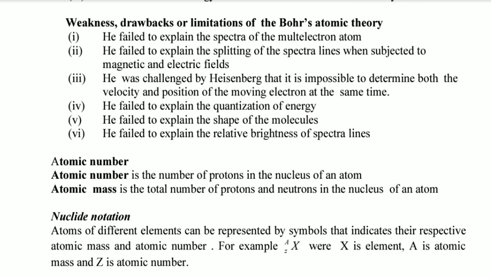Weaknesses or drawbacks: he failed to explain the spectrum of multi-electron atoms, and failed to explain the splitting of spectral lines when subjected to a magnetic or electric field. He was challenged by Heisenberg, that it is impossible to determine both the velocity and the position of a moving electron at the same time. We shall see it later. Heisenberg uncertainty principle. Then he failed to explain quantization of energy. He failed to explain the shape of a molecule, that is the shape of the orbit. He failed to explain the relative brightness of spectral lines, that is why some of the spectral lines are bright and some of them are not as bright as others.